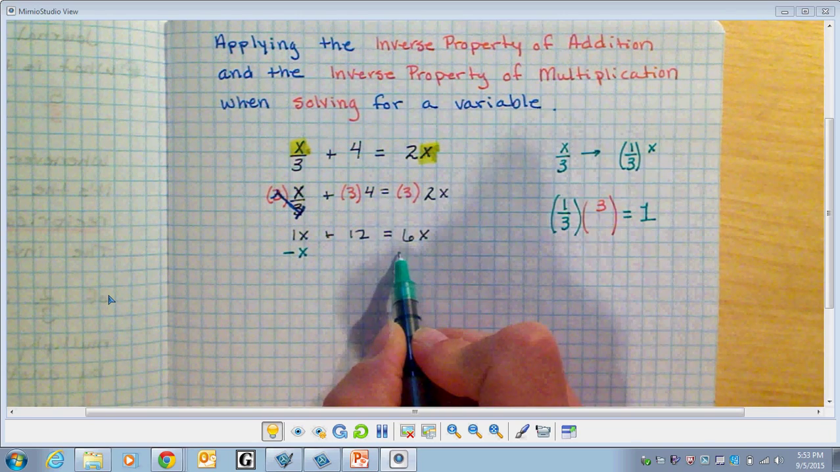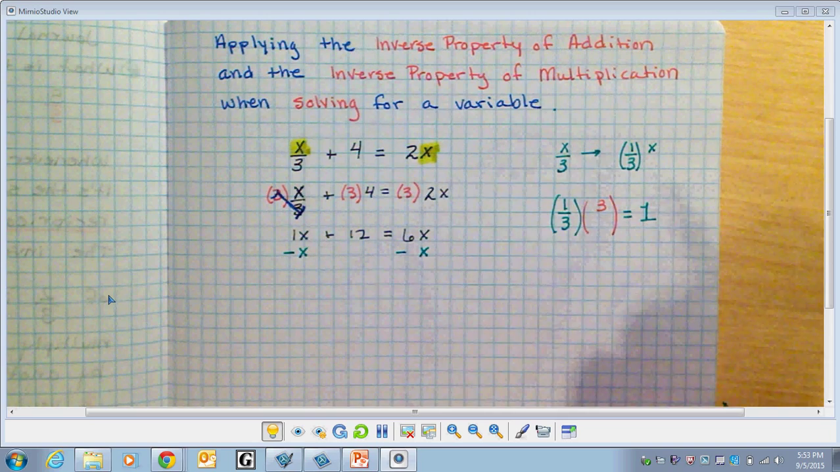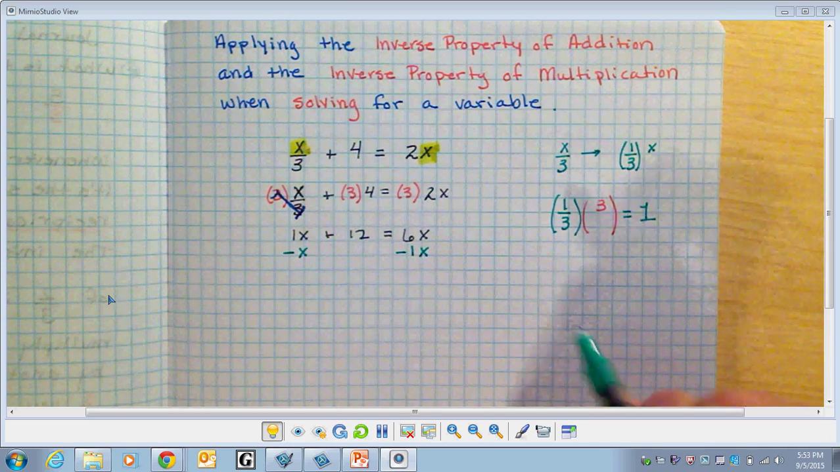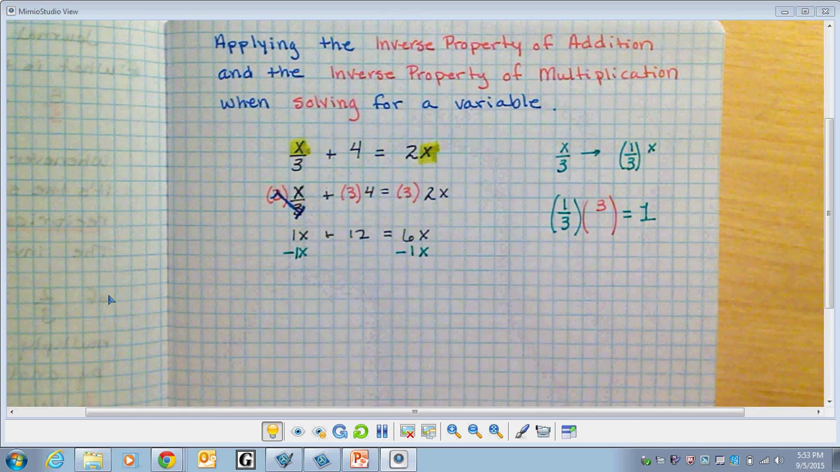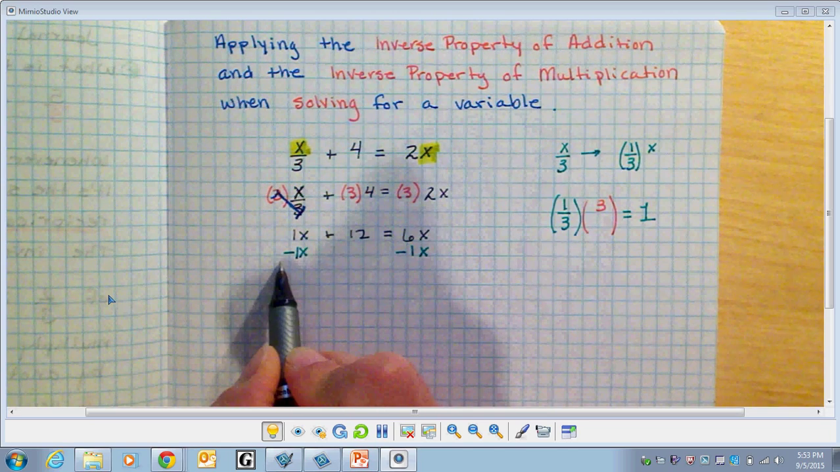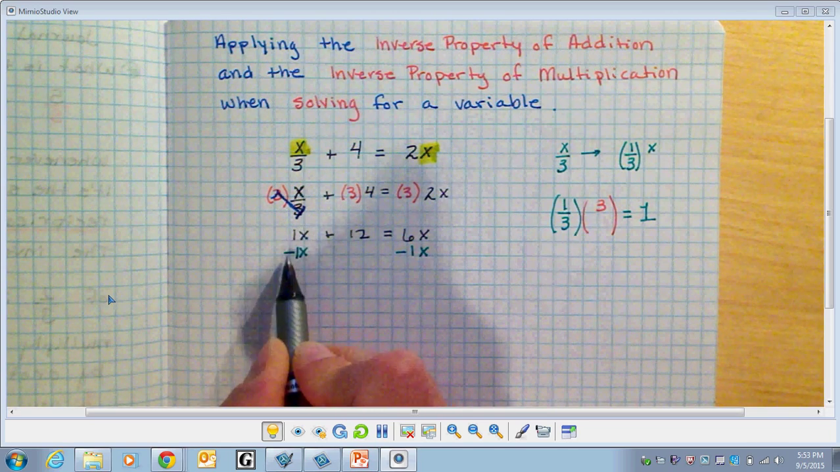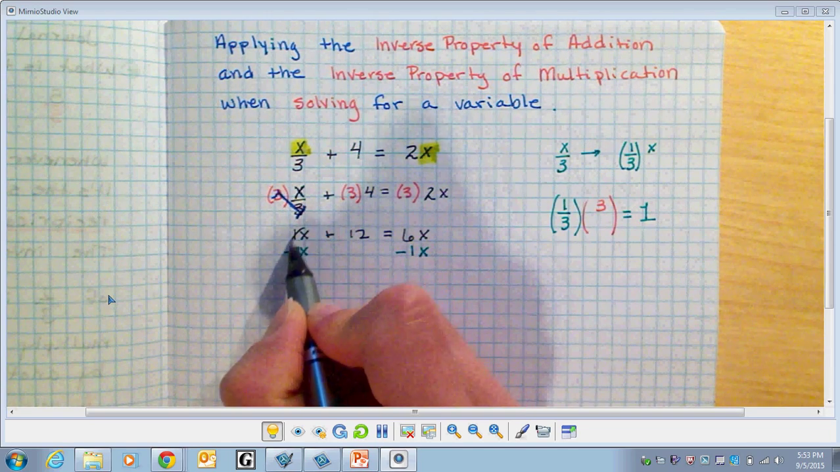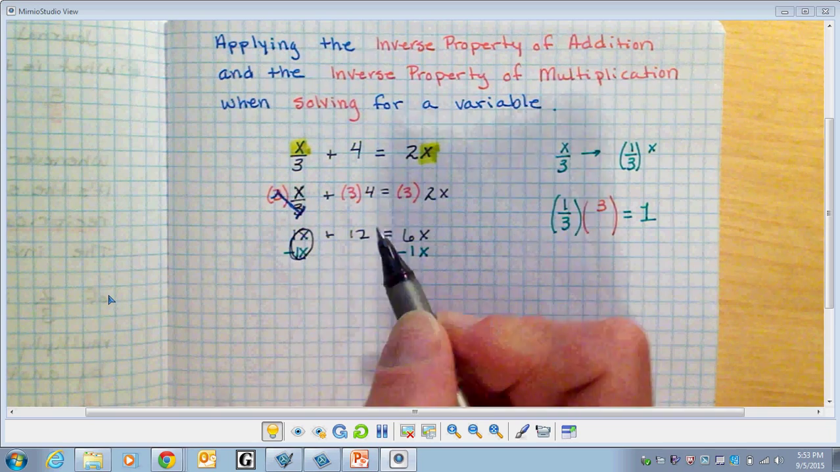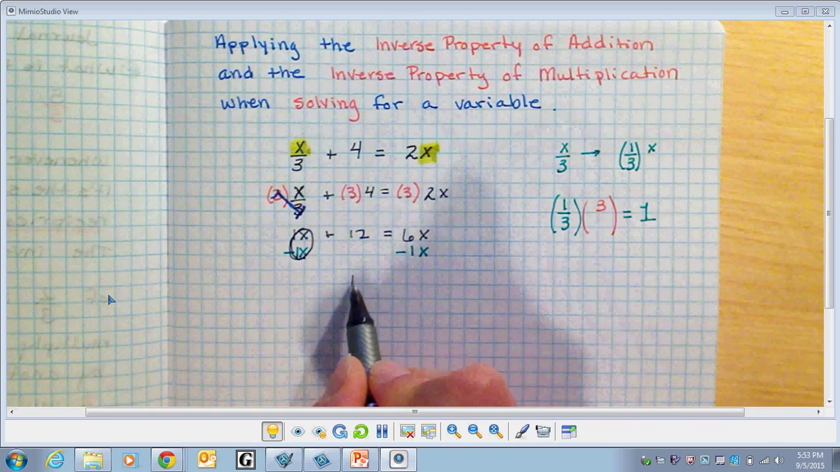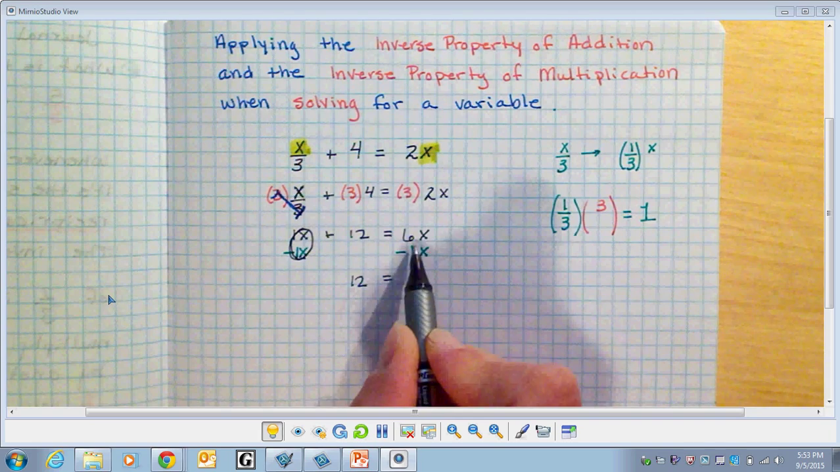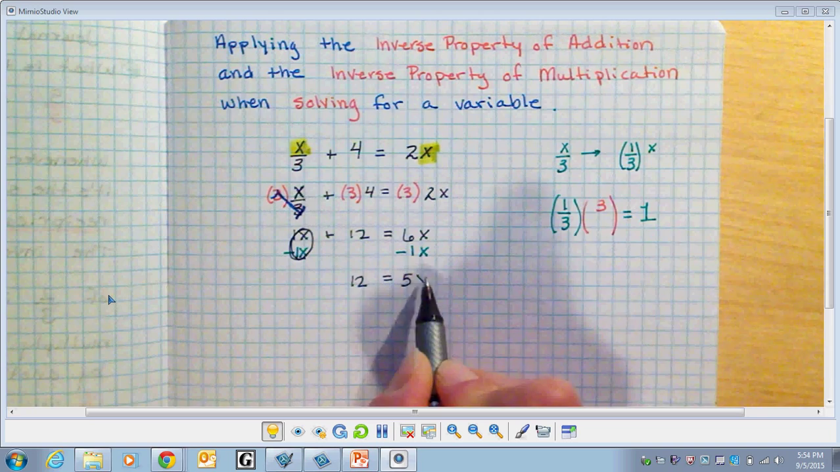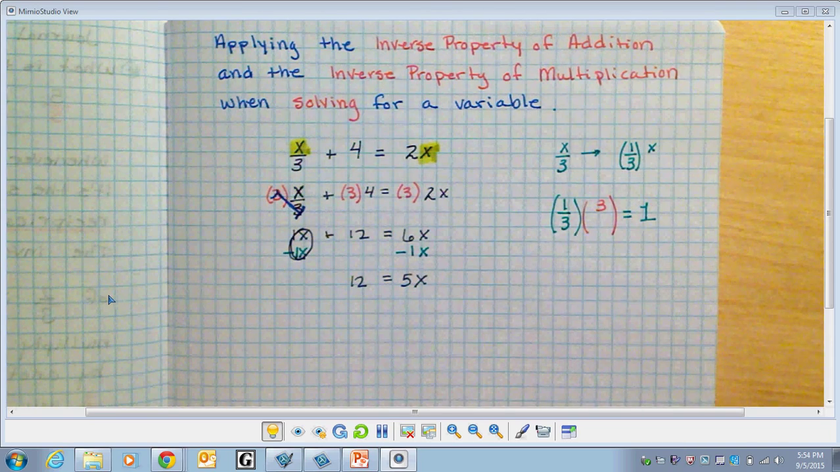What I do to one side, I'm going to do to the other. If you feel more comfortable putting a 1 in front, you can do that. Doesn't make any difference. So notice that this on this side turns into a big 0. x minus x makes that a 0. So now we're left with 12 equals, well, if I have 6 x's and I take 1 x away, I now have 5x.